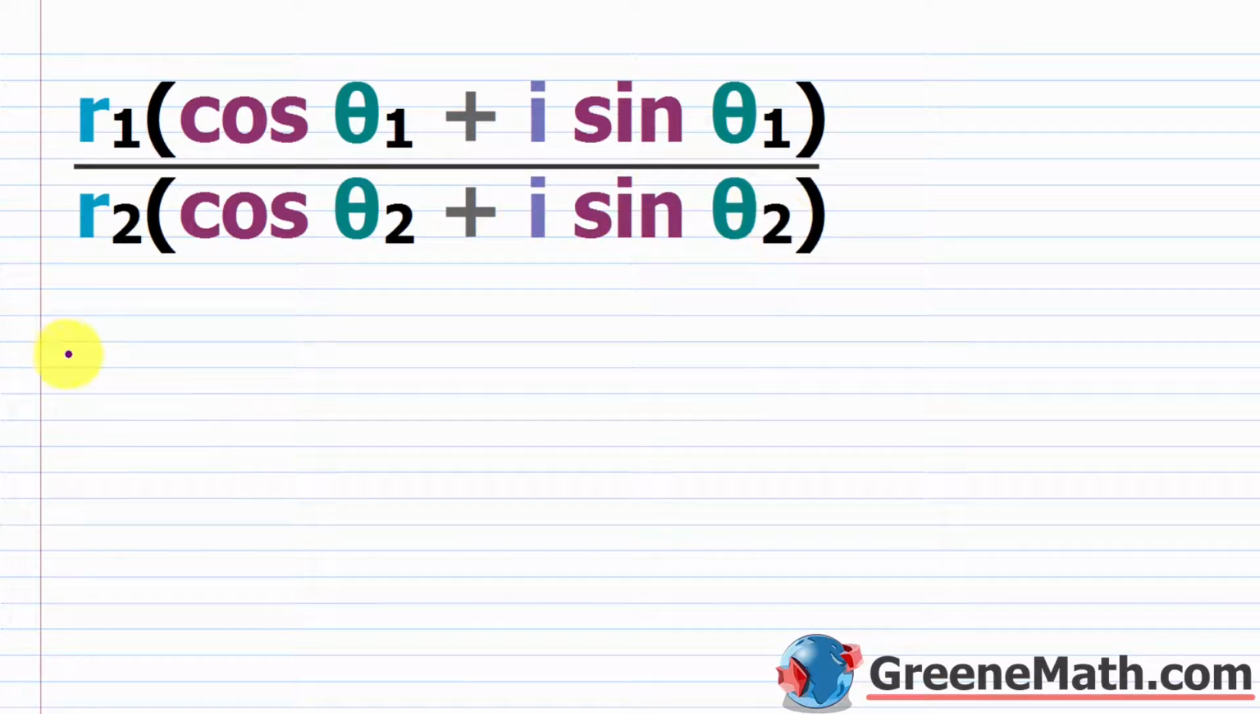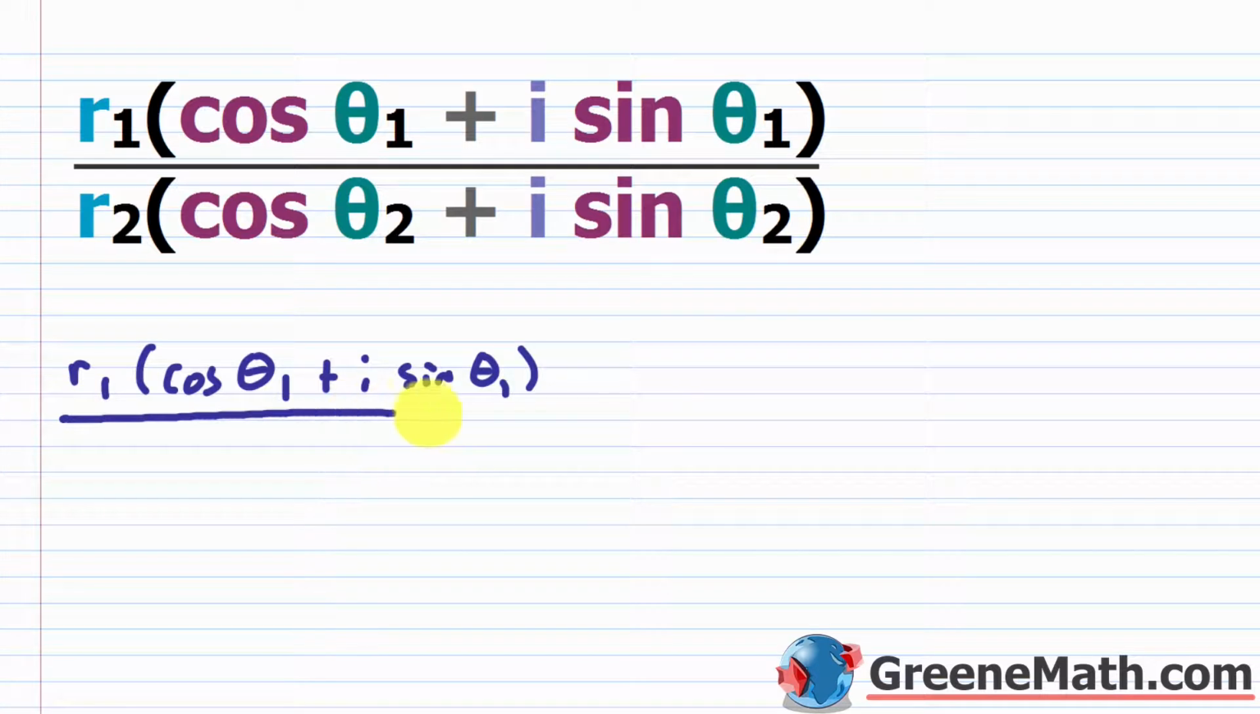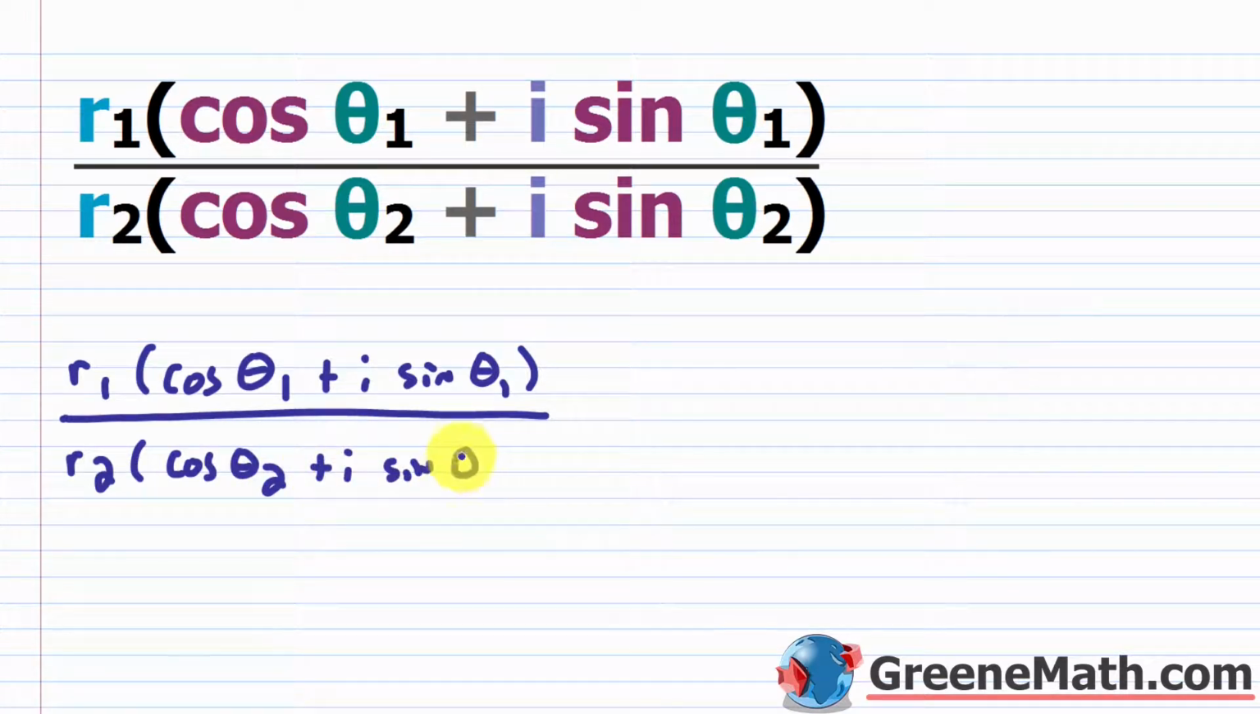Let me set this up over here because we're not going to have room to do what we need to do. So this is r sub 1 times the quantity cosine of theta sub 1 plus i times sine of theta sub 1. That's your numerator. Your denominator, or what you're dividing by, is r sub 2 times the quantity cosine of theta sub 2 plus i times sine of theta sub 2.